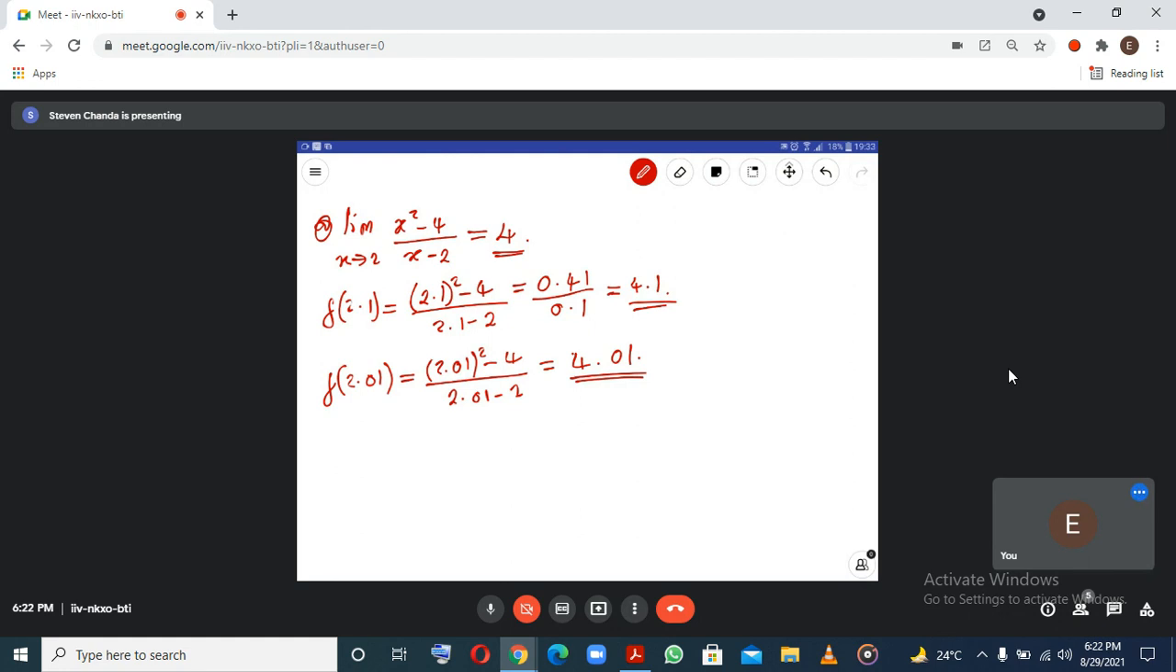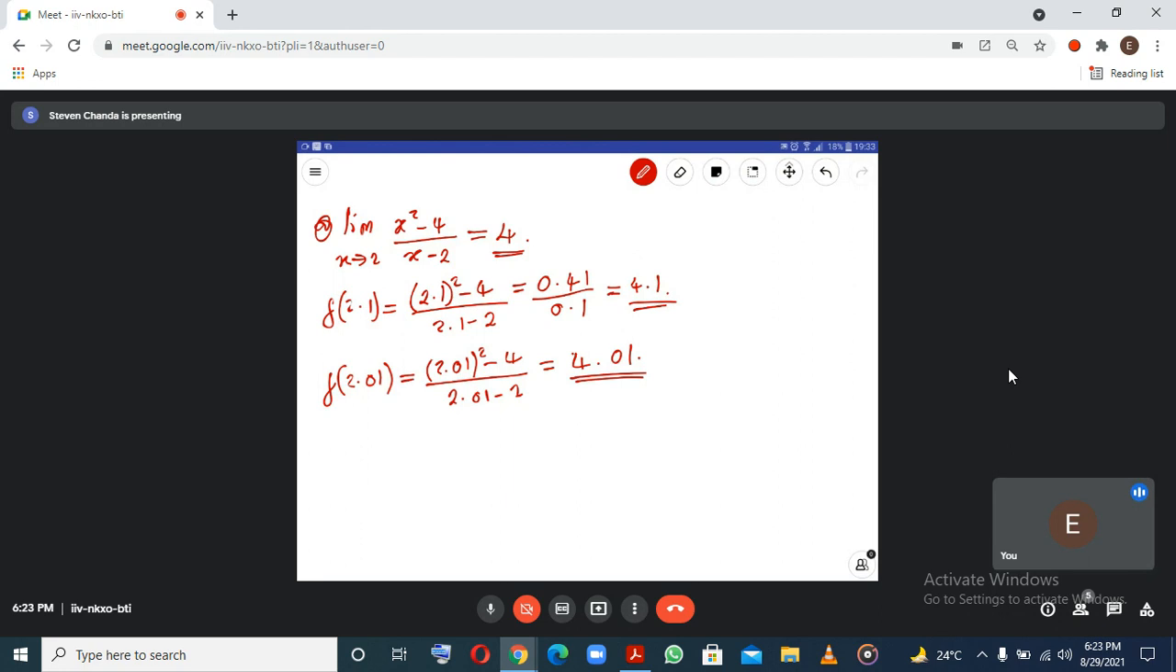When we go 0.1 past 2, and then plug in 2.01, we're getting closer to 2 again, right? So we see we're getting 4.01. What does that tell us? That even though we can't compute this at 2, at that particular point our graph is probably going to be very close to 4. So we can say our limit is 4.